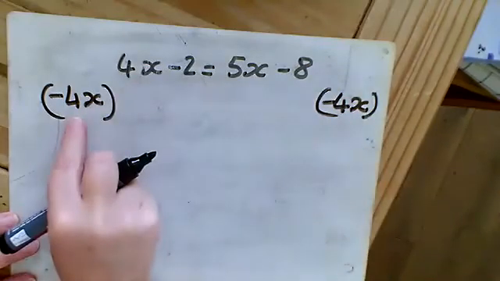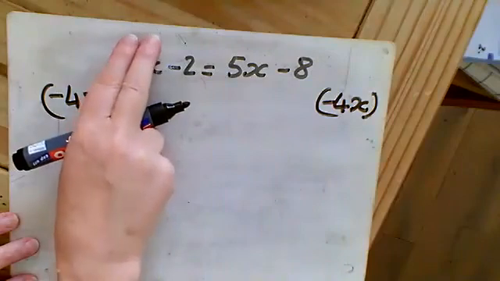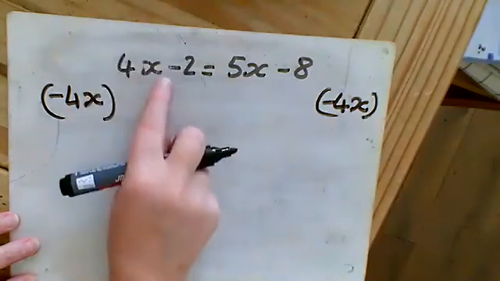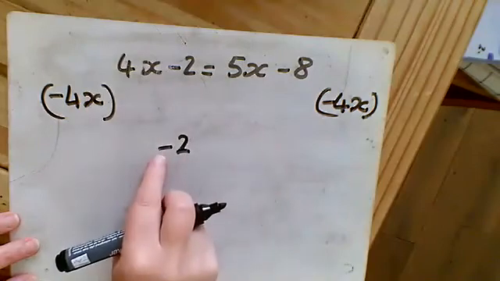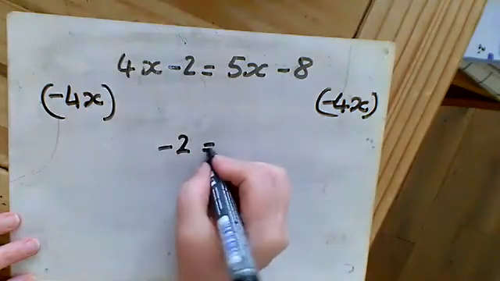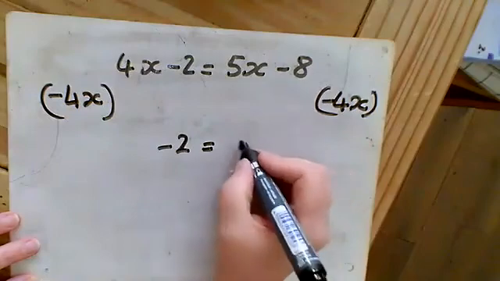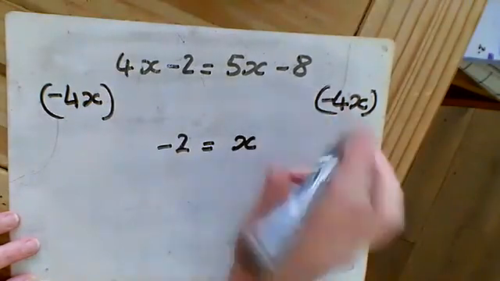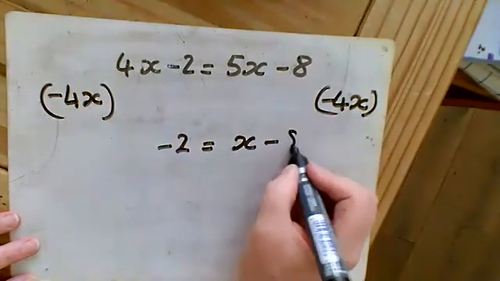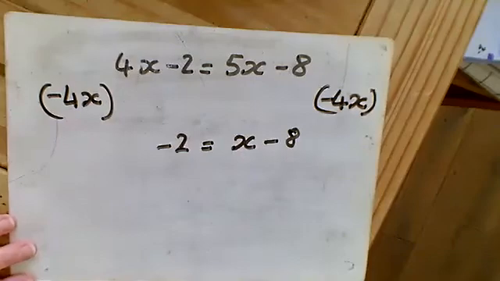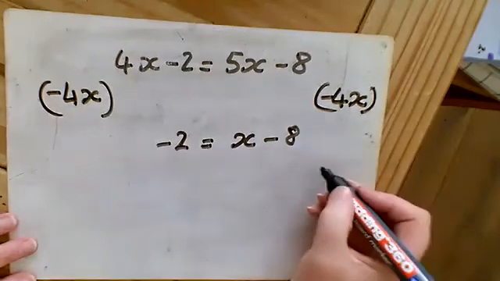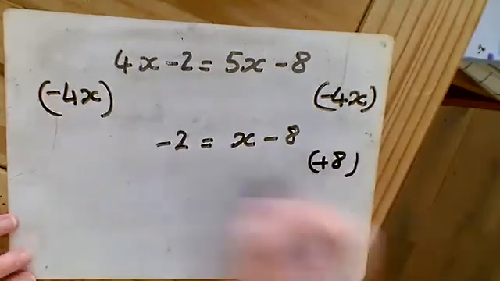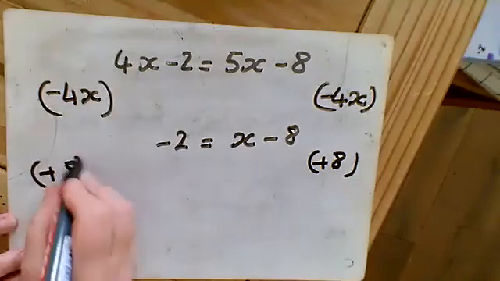So 4x, take away 4x. That will leave me with no x's on this side, but it does leave me with negative 2. And that's very important that I put that negative before the 2. 5x, take away 4x. That will leave me with 1x and negative 8. Now, I need to move the numbers over to one side. Now, I've got x minus 8 here. I'm going to add 8. Let's add 8 to both sides.